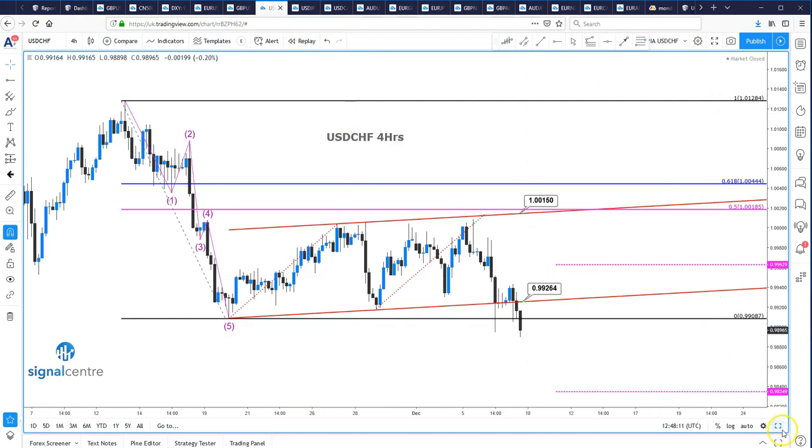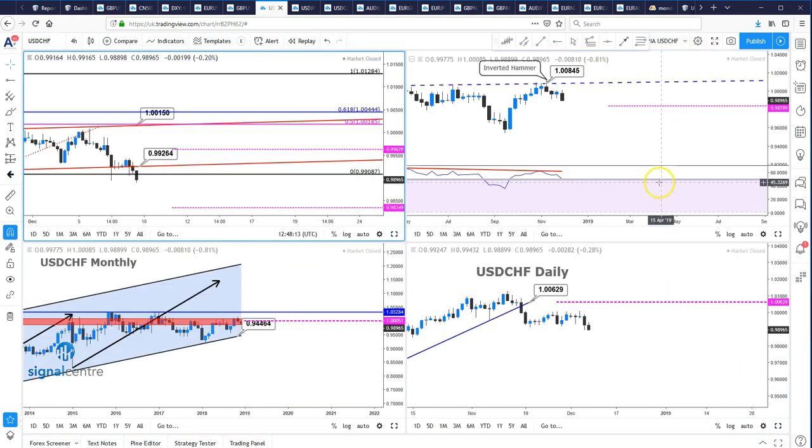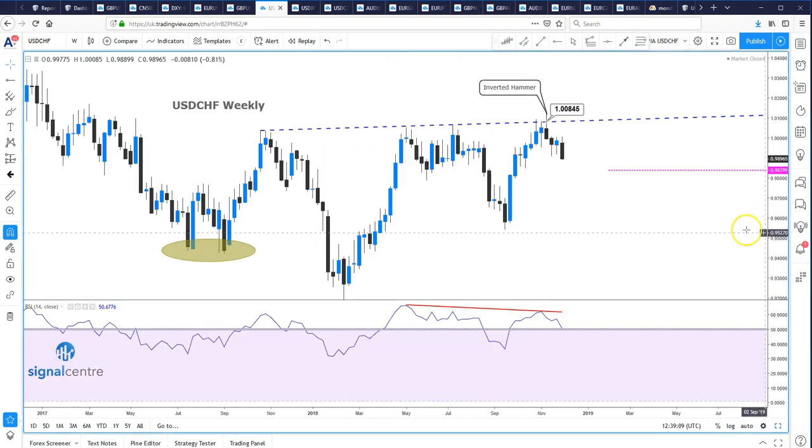Dollar Swiss, medium term we are short in this currency cross.